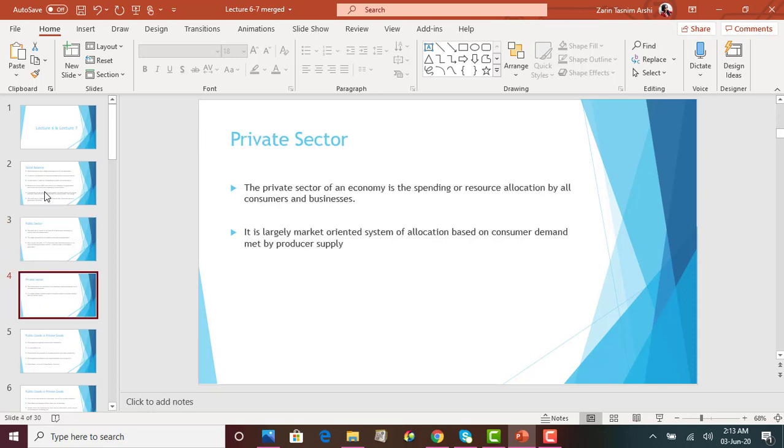Now, private sector, we know what private sector means. The private sector of an economy is the spending or allocation of resources by consumers and businesses. Consumers and businesses interact freely in the market to determine the equilibrium price, and it is largely a market-oriented system. Consumers will come up with demand. Based on that, producers will produce goods, and then they meet in the market, and the equilibrium is met.